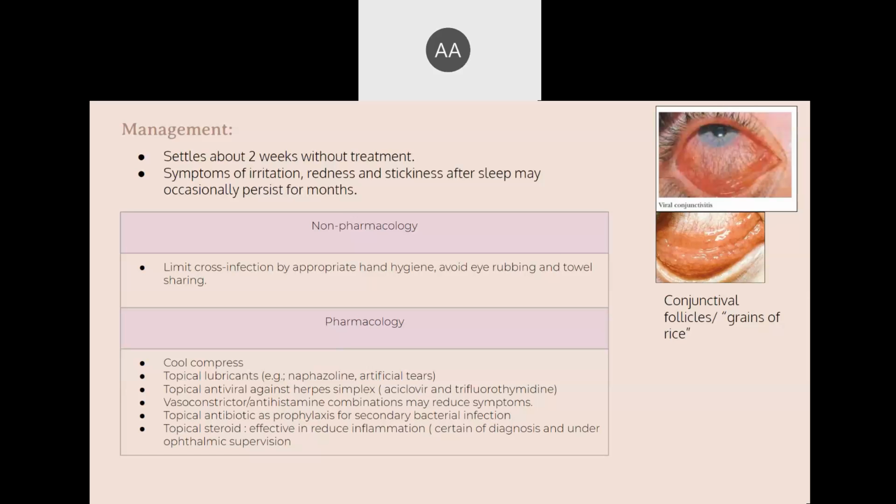Okay, sure, doctor. So for viral conjunctivitis, compared to the bacterial, we have the conjunctival follicle. Just now it was the conjunctival papillae. Due to the formation of the follicle, the patient can complain of a foreign body sensation or some grittiness of the eyes. It is also called the grain of rice. Okay, next slide.